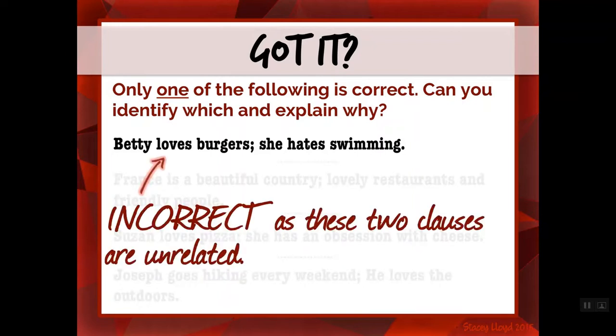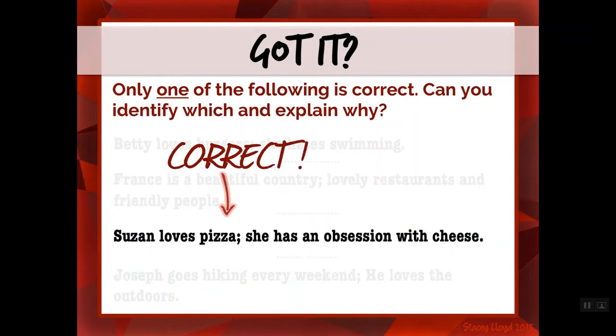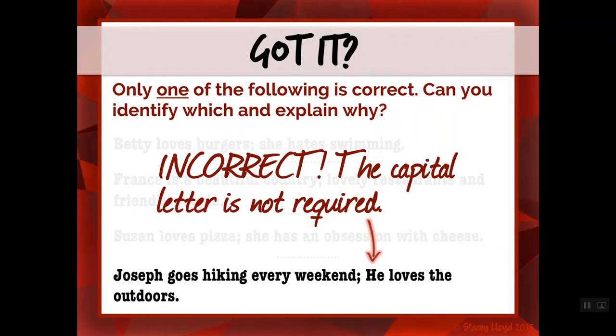It's not Betty. Betty loves burgers; she hates swimming. They're unrelated. France is a beautiful country; lovely restaurants and friendly people. This is not an independent clause. So lovely restaurants and friendly people is not a sentence, so you can't use a semicolon there. Susan loves pizza; she has an obsession with cheese. That's correct. Joseph goes hiking every weekend; he loves the outdoors. You don't have to capitalize, so if you made a small h there, it'd be fine, but you don't capitalize after a semicolon.